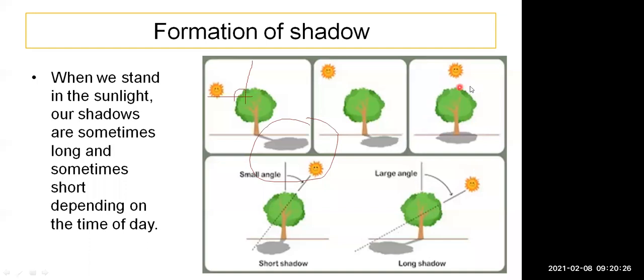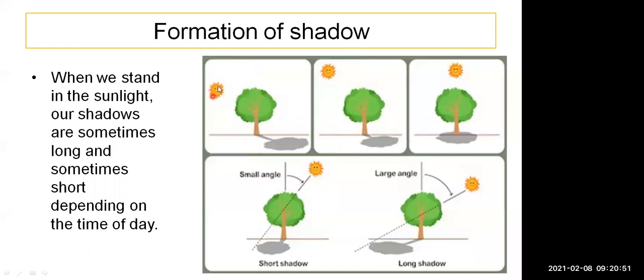Okay, now again during the evening time, what will happen? In the evening time, the sun comes towards the west, the sun sets in the west. So in the evening time, again the shadow will be formed on this side. Getting it? So I hope the formation of shadow is clear to everyone now.